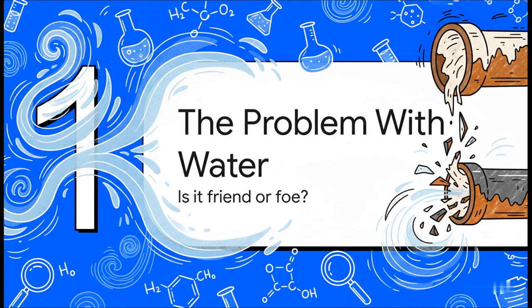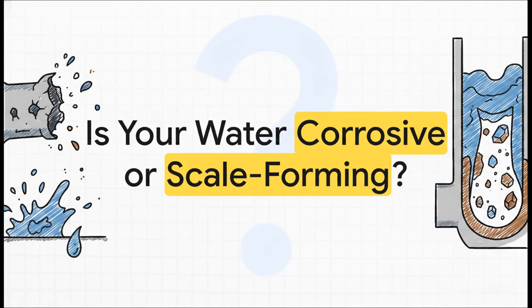You've probably heard that water is the universal solvent. And that sounds great, but what it really means for us is that if water is out of balance, it will try to fix itself. And sometimes that fix means it starts dissolving your pipes or clogging up all your equipment. And that brings us to the big question that every single water operator has to answer. What is the personality of your water?